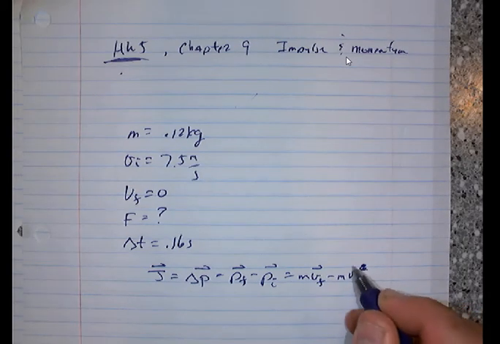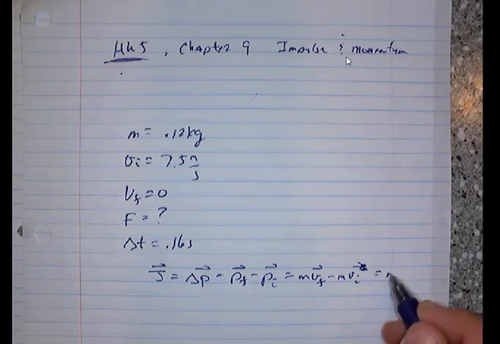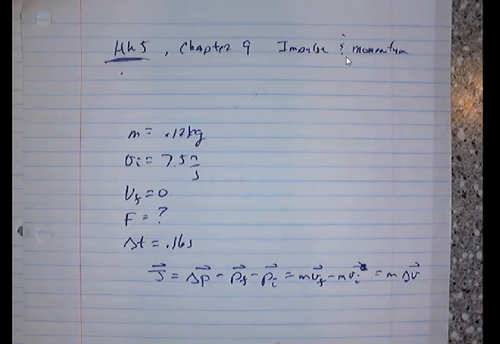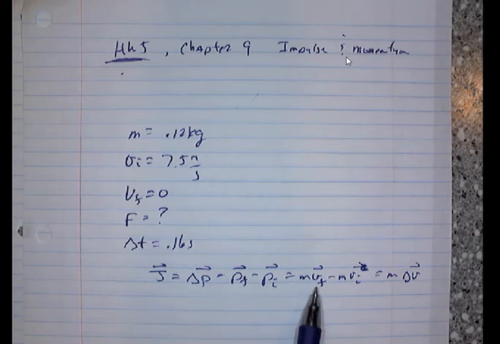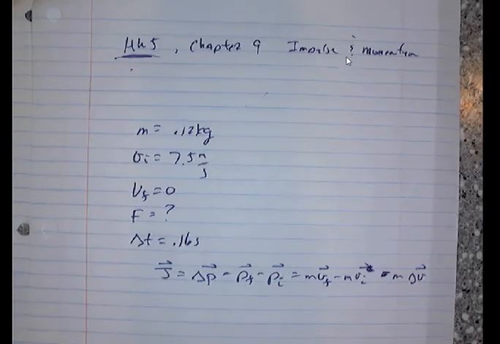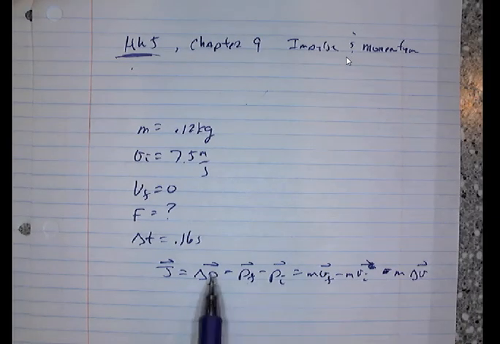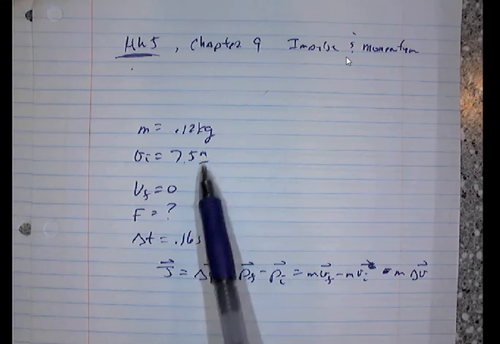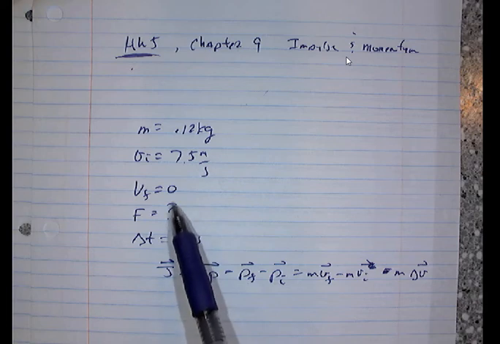Whoops, not squared, vector sign. Or m delta v is another way of writing it. So several ways of writing impulse: change in momentum, final momentum minus initial momentum, mv final minus mv initial, equals m times delta v. The little vector sign here just means you have to consider the x direction separate from the y direction. So that's just emphasizing that. This is a problem where we have mass, initial velocity, final velocity, time, and we're looking for force. So we've got another technique to solve some problems.